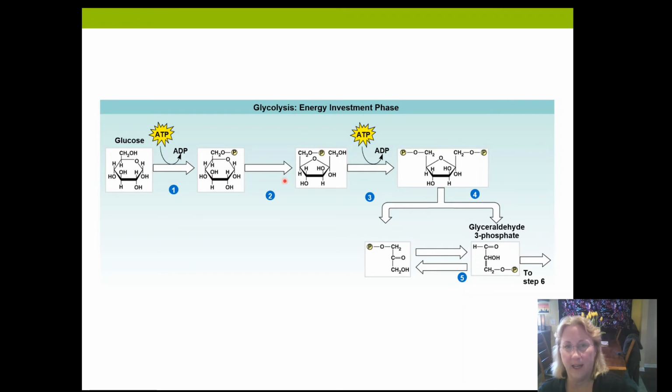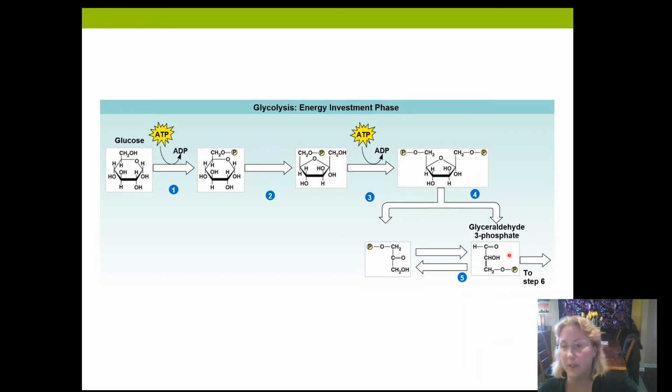And I've taken out as well the names of the intermediates because you don't need to know those except for this one. Glyceraldehyde 3-phosphate, which is abbreviated as G3P. G3P is an important metabolic intermediate. G3P is where things can come in and out of this reaction.